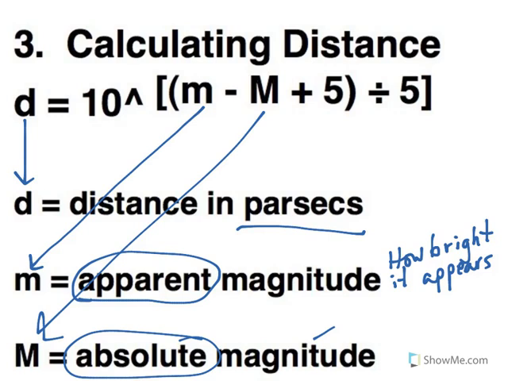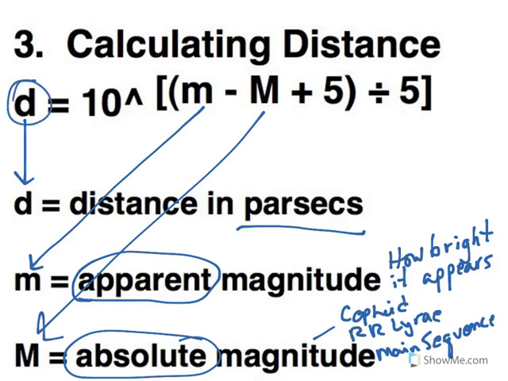So we can get this from, if it's a Cepheid variable, we can look at the period luminosity relationship. If it's an RR Lyra, they always have the same absolute magnitude. Or if it's a main sequence star, then we can use the HR diagram to get the absolute magnitude. So those are our terms. What we're solving for is distance. That's what we want. So we're going to observe the apparent, and we'll observe something to get our absolute. So how do we use this?